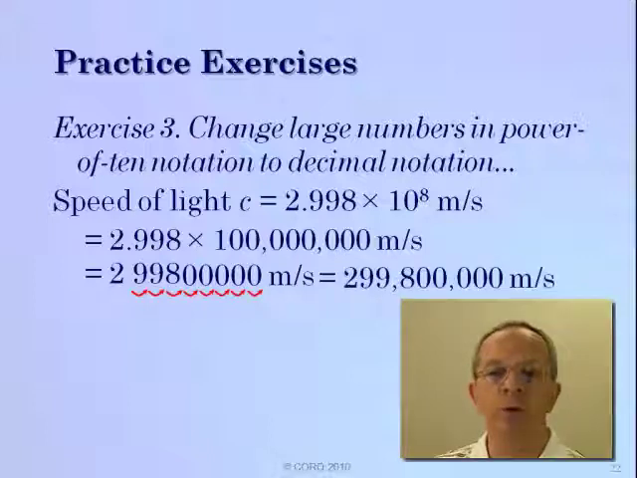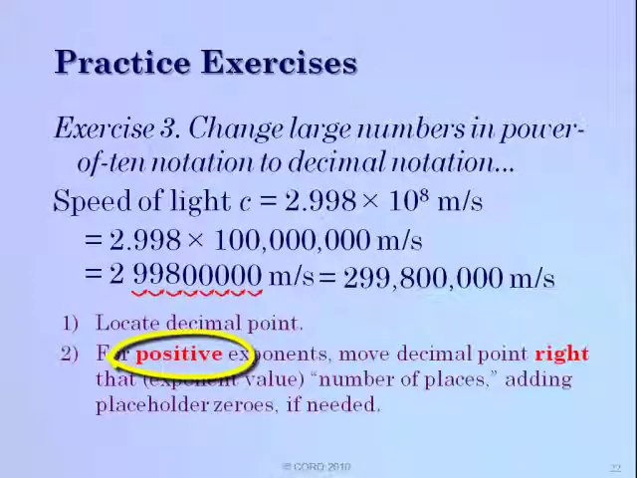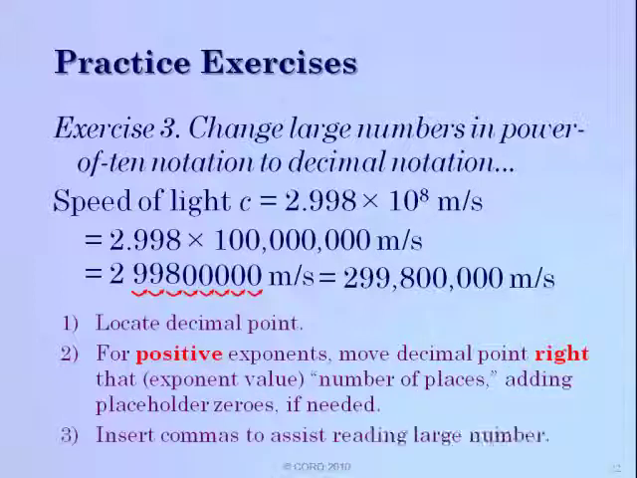So in general, we locate the decimal point. For positive exponents, we're going to move the decimal point to the right that number of places, adding placeholder zeros if needed, as we did in this case, and insert some commas to assist in the reading of that very large number.